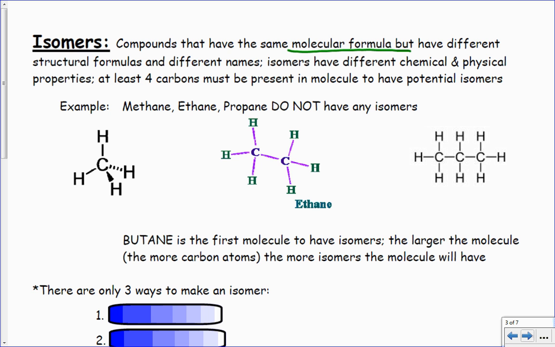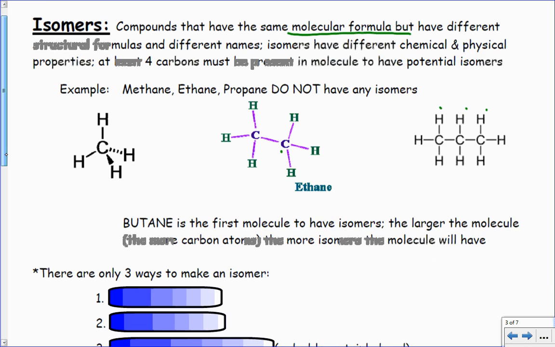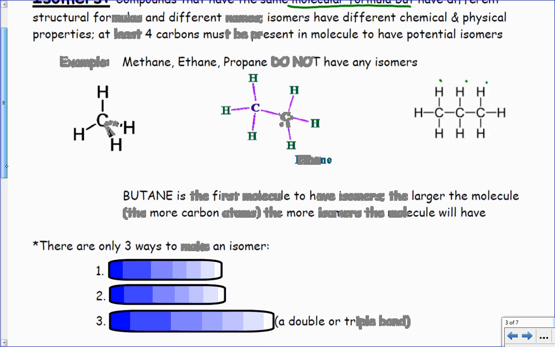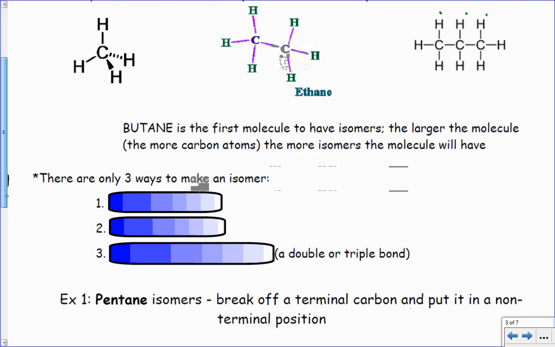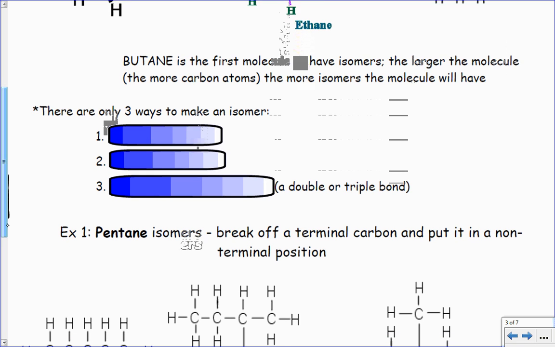So when I look at this, examples, methane, ethane, and propane do not have any isomers. I can't really rearrange this in any way. I can't put this carbon anywhere else and make it look different. I really can't create a double bond or a triple bond here because it's saturated and there's just not going to be any way to do anything. Butane is the first molecule to have isomers. The larger the molecule, the more carbon atoms, the more isomers I can make, okay?